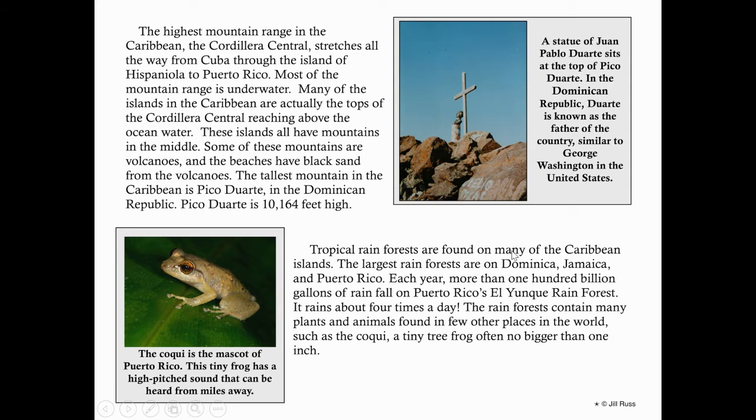Tropical rainforests are found on many of the Caribbean islands. The largest rainforests are on Dominica, Jamaica, and Puerto Rico. Each year, more than 100 billion gallons of rain fall on Puerto Rico's El Yunque rainforest. Hint, hint, 100 billion gallons of rainfall. You might want to underline that. The rainforests contain many plants and animals found in few other places in the world, meaning they're only there, such as the coquí, a tiny tree frog often no bigger than 1 inch. And here's a little picture of it.